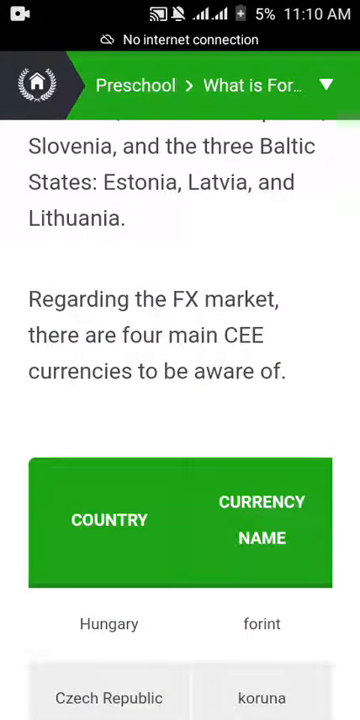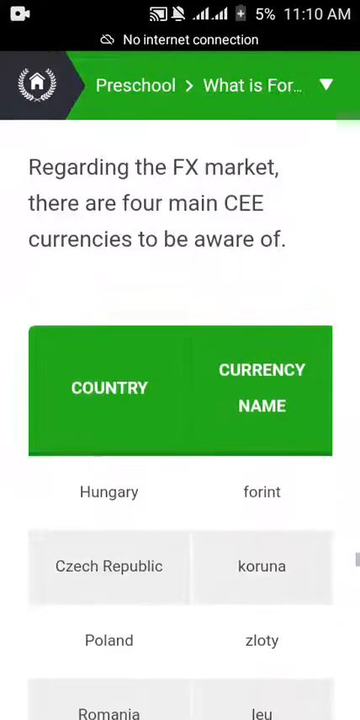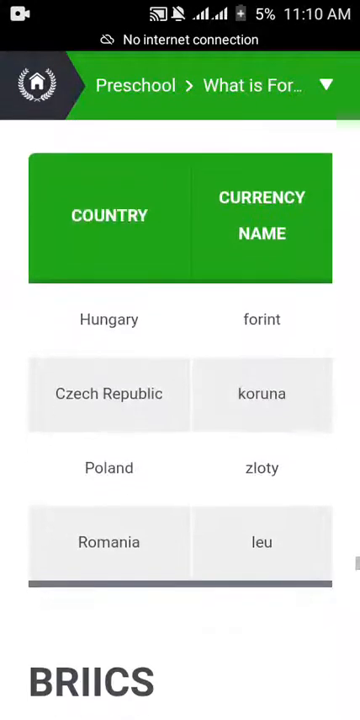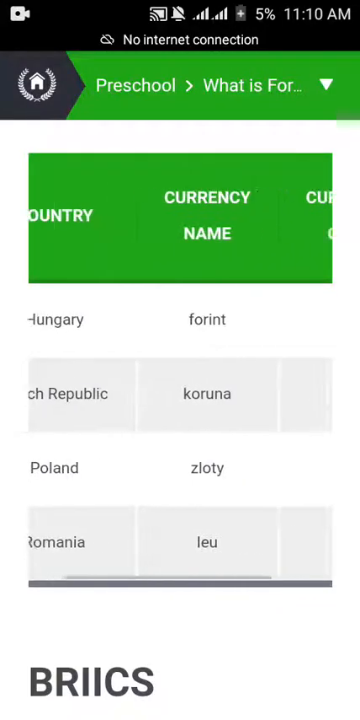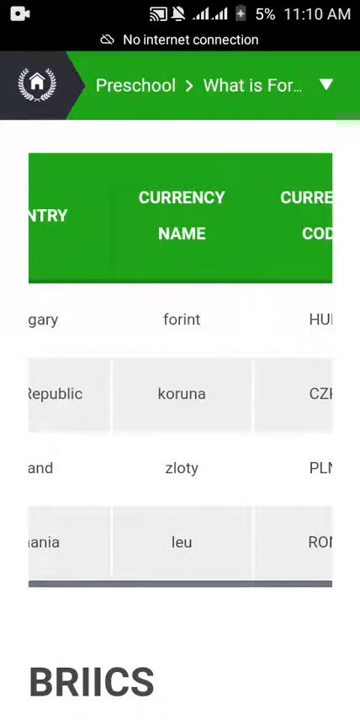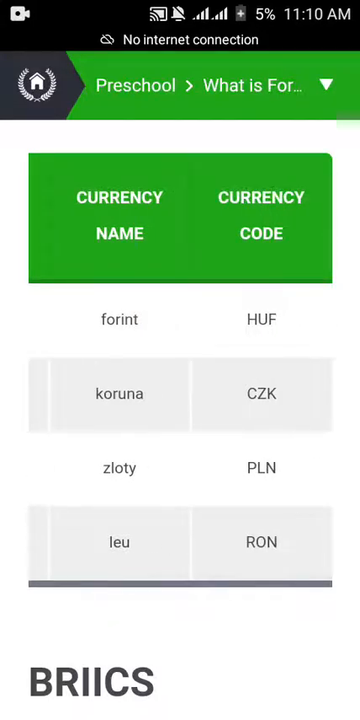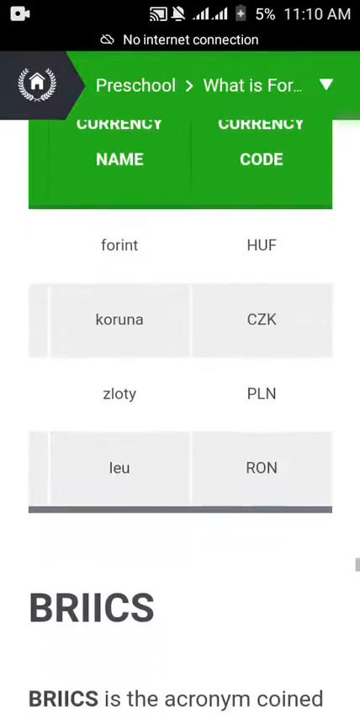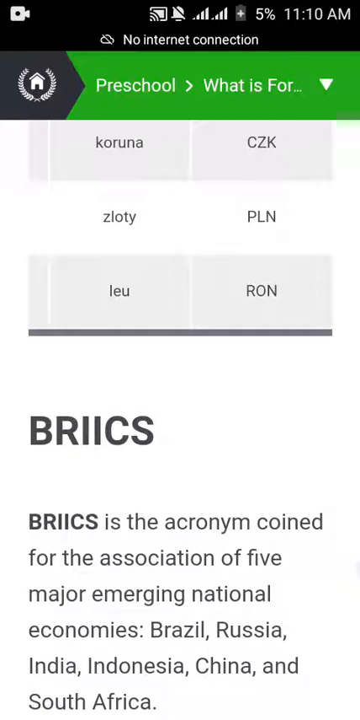Regarding the forex market, there are four main CEE currencies to be aware of. We have Hungary, Czech Republic, Poland, and Romania, and their currency names are forint, koruna, zloty, and leu. And the currency codes are HUF, CZK, PLN, and RON.